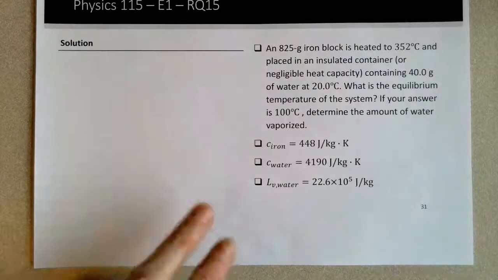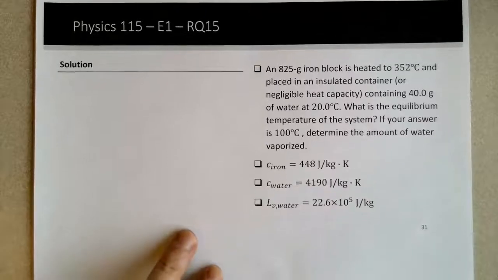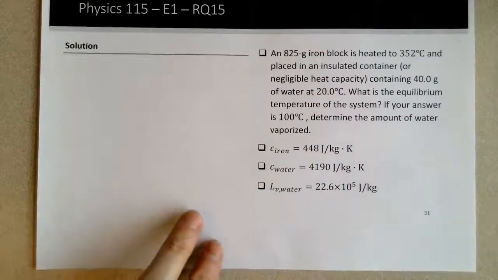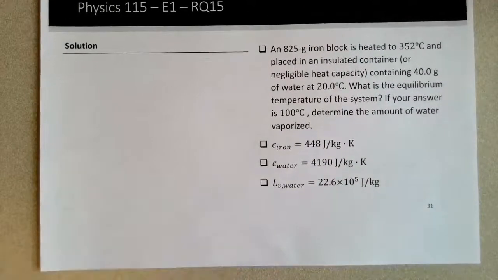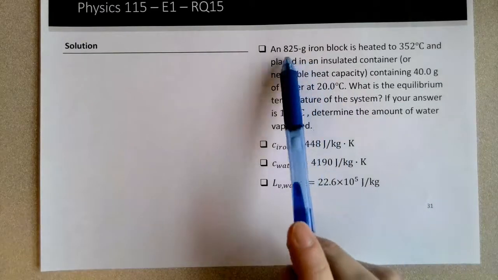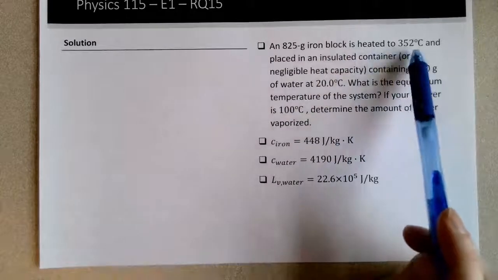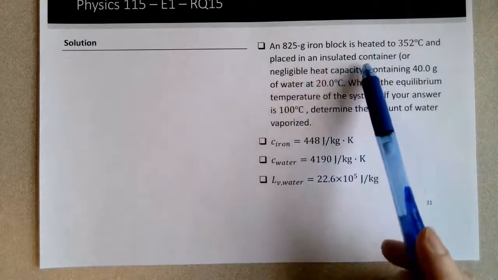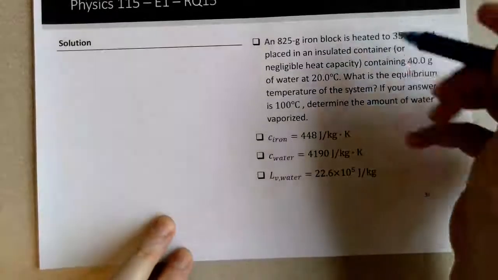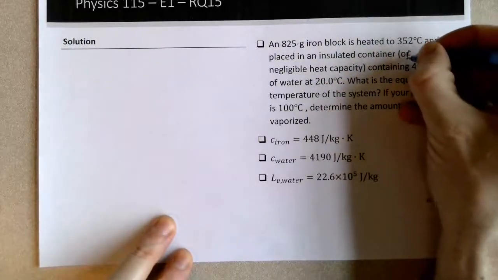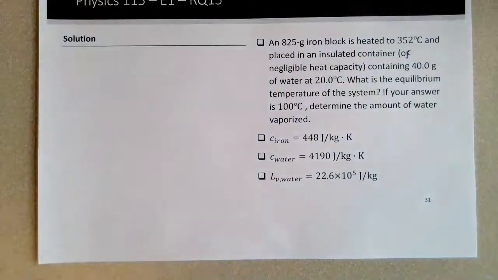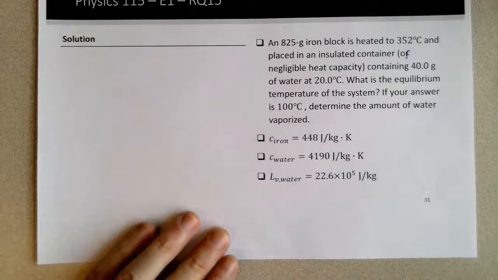Okay, so review question 15 on exam 1. It's a calorimetry problem. So we're placing an 825 gram iron block, heated to 352 degrees, into an insulated container, which should be of negligible heat capacity, containing 40 grams of water at 20 degrees. What's the equilibrium temperature of the system? If your answer is 100 degrees, determine the amount of water vaporized.